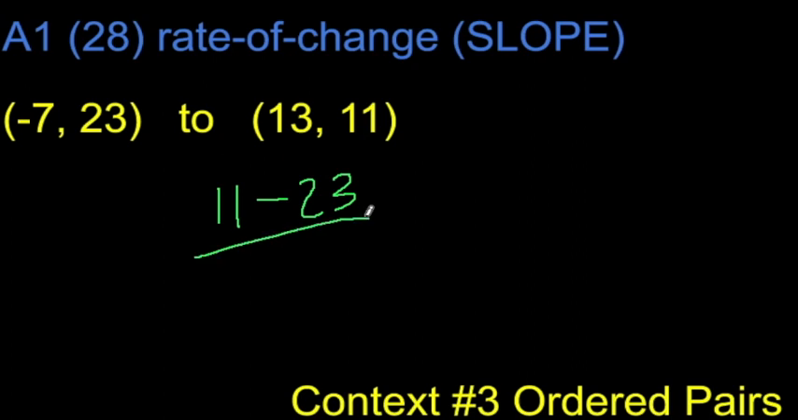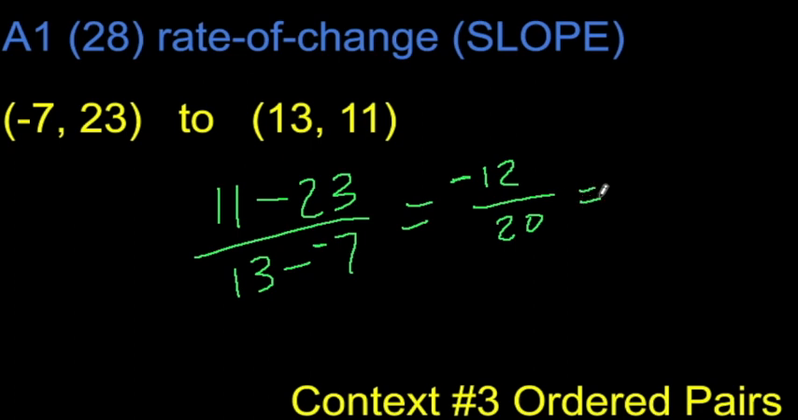11 minus 23 on 13 minus -7 is -12 over +20, which is -3/5 or -0.6.